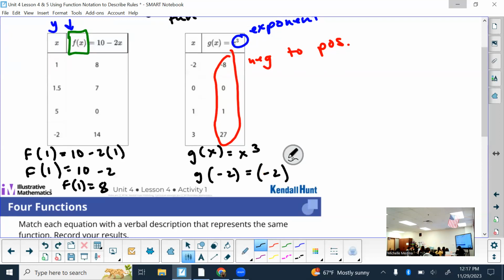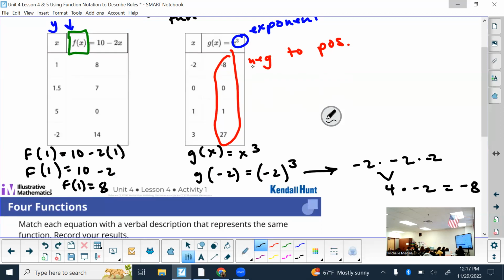And anytime you plug stuff in, always use parentheses. You could put this in your calculator, but it is negative 2 times itself 3 times. That's what exponents tell you to do. You multiply the base by itself that many times. What's negative 2 times negative 2? A positive 4, and then times the negative 2 is negative 8, and that's what it says in the table.